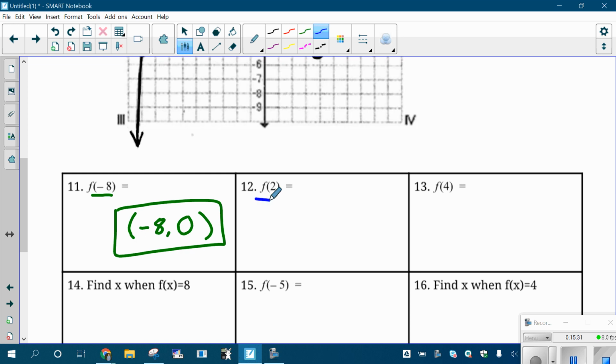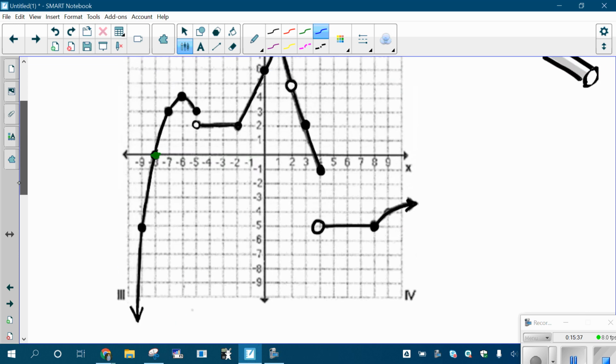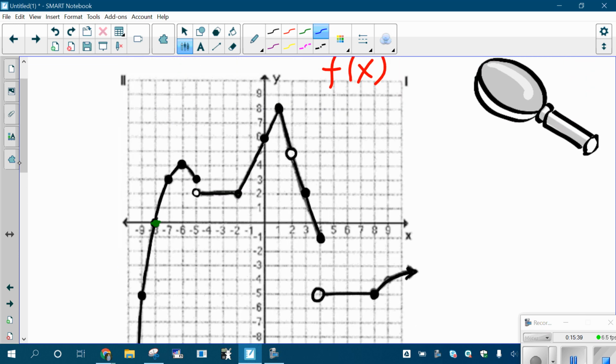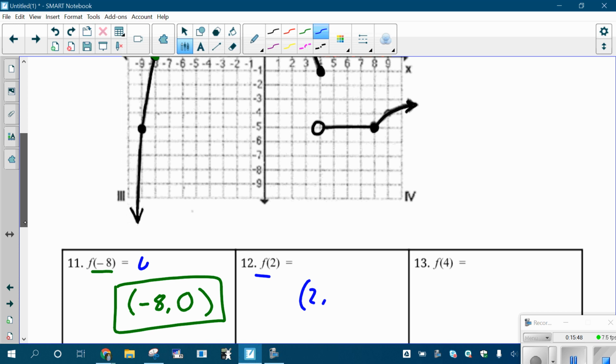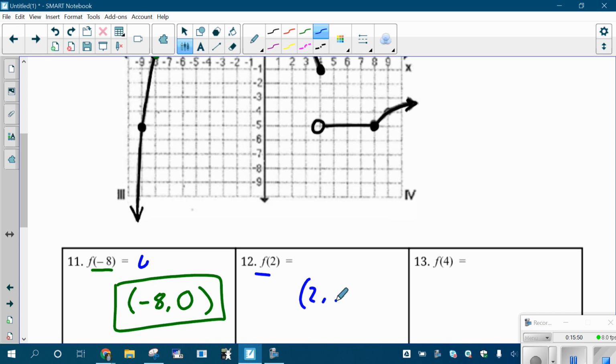What's f of 2? What's the output that goes with 2 as an input? Well, let's just look at the graph. When I input 2, ooh, an open circle. Remember that an open circle means there is no y. It means there's not a point there. So what do you get when you plug in 2? Nothing. We say it's undefined. A little tricky. Be careful with that.